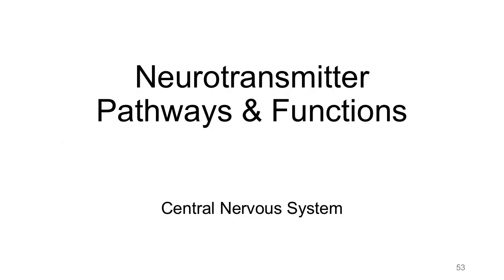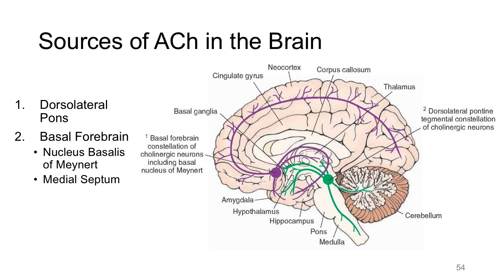Now let's look in the central nervous system. There are several pathways for acetylcholine in the brain. The first one has its source in the dorsolateral pons. This is in the metencephalon. The pons and cerebellum are both parts of the metencephalon. Acetylcholine neurons from the dorsolateral pons play an important role in REM sleep.